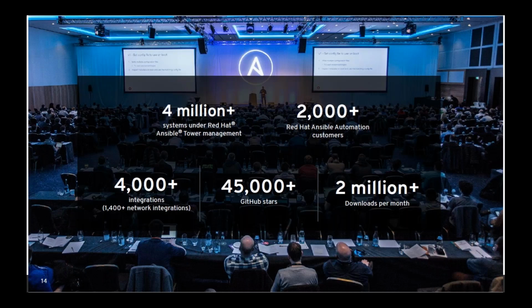It's getting more and more popular. So 4 million plus systems under Red Hat Ansible Tower management, 2,000 plus Red Hat Ansible automation customers, including Ingram Micro as well, 4,000 plus integrations, including 1,400 network integrations. What does that mean? Nowadays, most of the vendors are sharing their certified modules with Red Hat, which are readily available online. You can just Google it and find it.